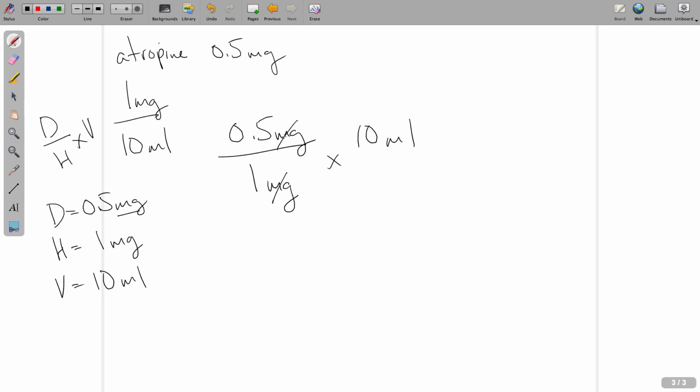So 0.5 times 10 is equal to 5 over 1. This is my 1 here. And the unit that's left over is milliliters. All right, so 5 over 1 mLs is exactly the same thing as saying 5 milliliters. So if we had to administer 0.5 milligrams of atropine, and if that atropine comes 1 milligram per 10 ml, this D over H times V formula and the math tells us we would administer 5 milliliters, that's the volume, in order to get 0.5 milligrams on board for the patient.